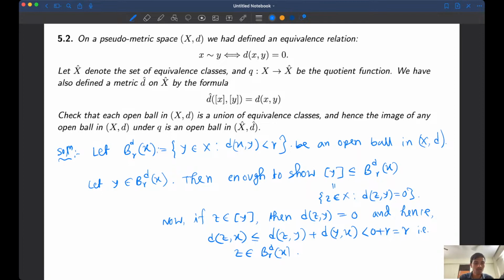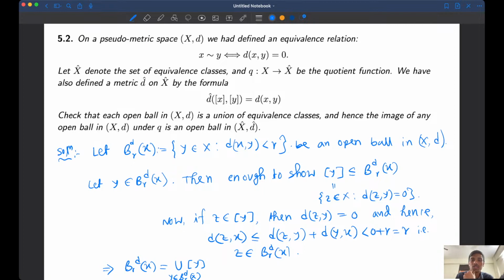So for any y, if it is in this ball, then the whole class also lies inside this ball. So I can clearly write B_r^d(x) as the union over all y belonging to this set of the equivalence classes of y, because that is already contained. So each typical open ball in X d, I write as a union of the equivalence classes. So that completes the first one.